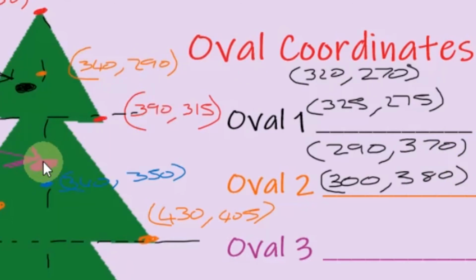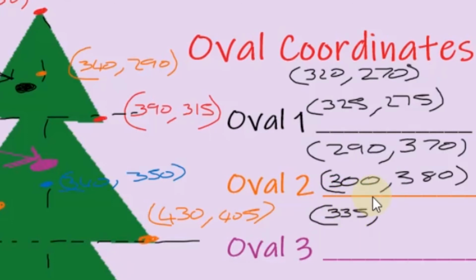Let's do oval 3 next. So let's work out the X coordinate of the top left hand vertex of this shape here. Well, it's right on the midline. So that's 340, but we want it to straddle the midline, so we're going to make it maybe 10 pixels wide. So that will be 335.